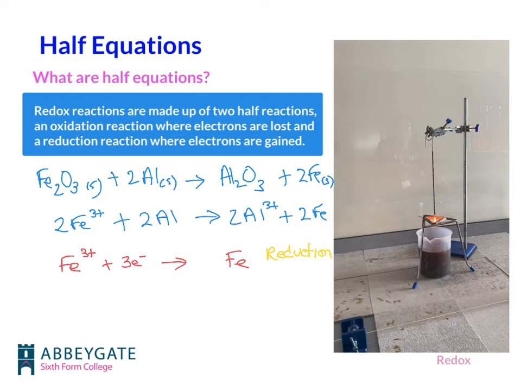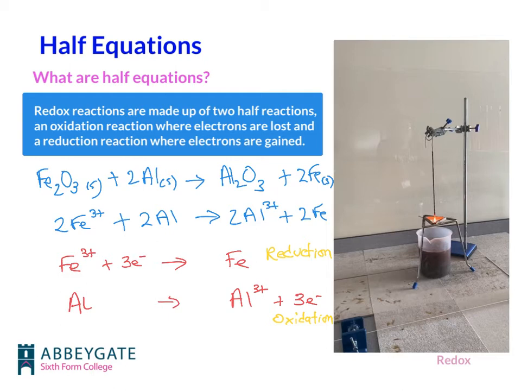Now let's have a look at the other half equation. Here we've got aluminium turning into aluminium 3+. Now to do that, the aluminium must lose 3 electrons. So we write them on the other side, and we can see how this is redox and how it works. So this is losing electrons. It must be oxidation.